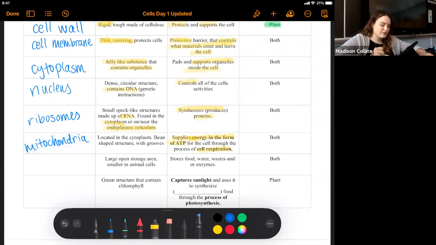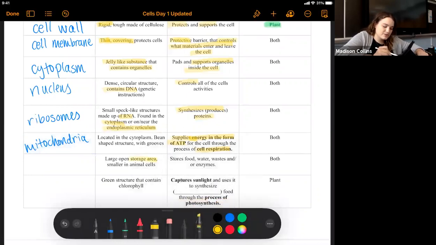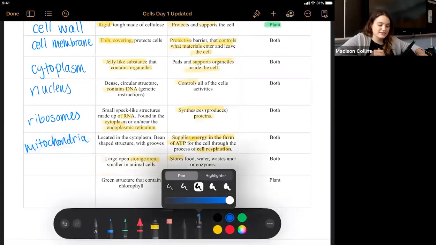All right, we've just got a few more. This is a large open storage area, and it's smaller in animal cells. So it's a storage area. It stores food, water, wastes, and or enzymes. So it's the storage center of the cell. It stores not everything the cells need, but it stores a lot of stuff. And it's found in both animal and plant cells. This is known as our vacuole.